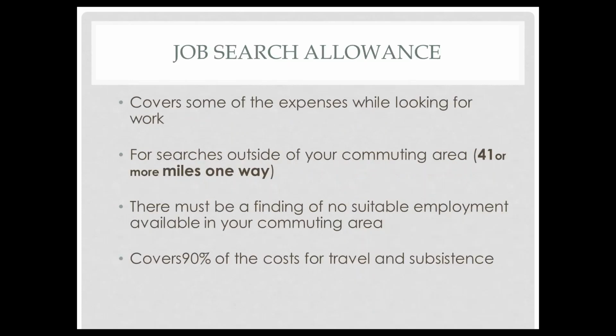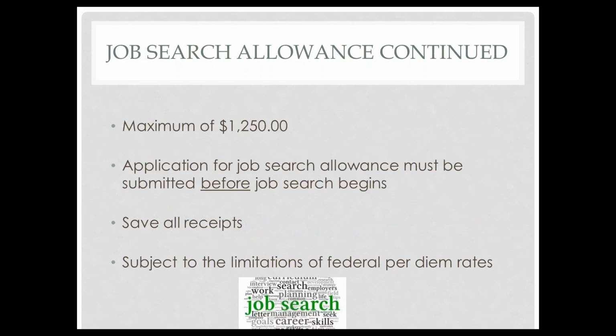Job search allowance. This covers some of the expenses while looking for work. For searches outside your commuting area of 41 or more miles one way, there must be a finding of no suitable employment available in your commuting area, and it covers 90% of the cost for travel and subsistence. A maximum of $1,250 can be paid. The application for job search allowance must be submitted before your job search begins. Save all your receipts for reimbursement, and it is subject to the limitations of the federal per diem rates.